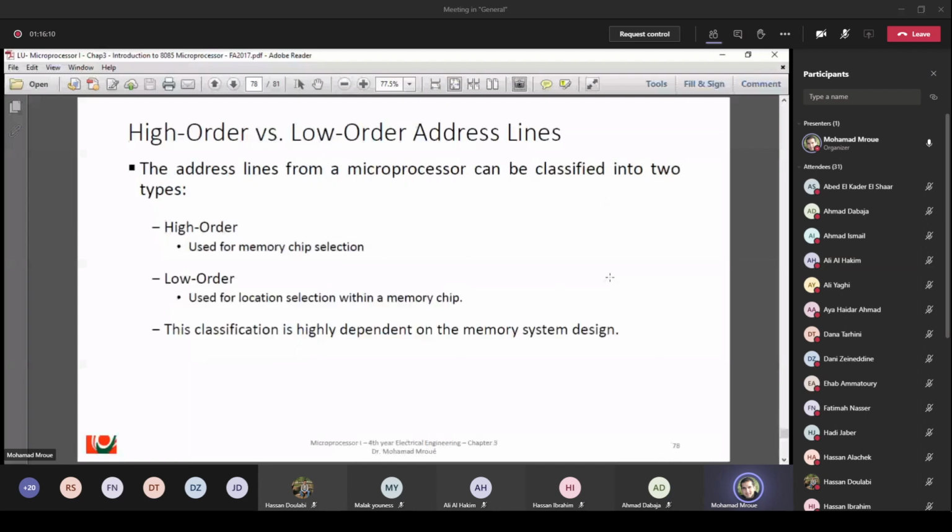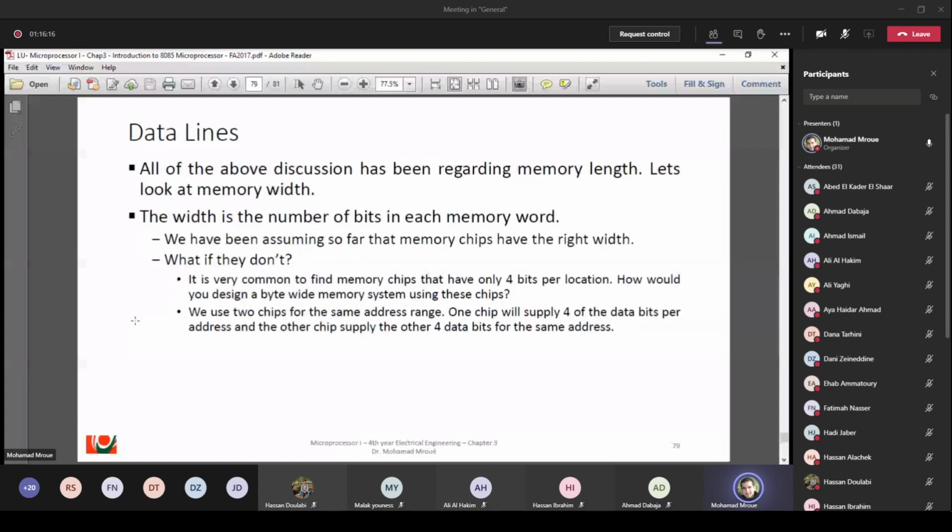Now, data lines, all of the above discussion has been regarding memory length. Let's look at memory width now, the number of bits in each memory word. So we have been assuming so far that memory chips have the right width. What if they don't? It's very common to find memory chips that have only 4 bits per location. How would you design a byte-wide memory system using these chips?